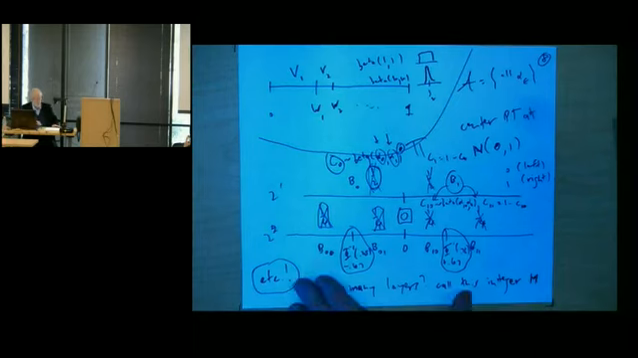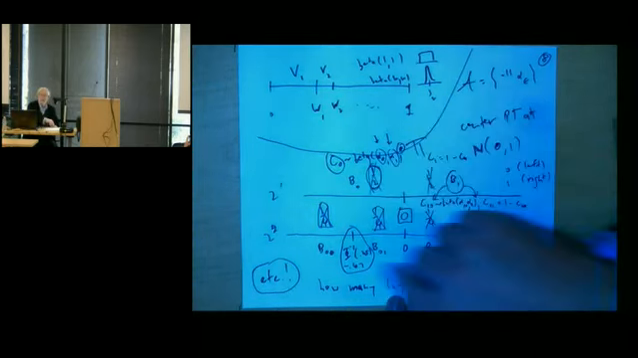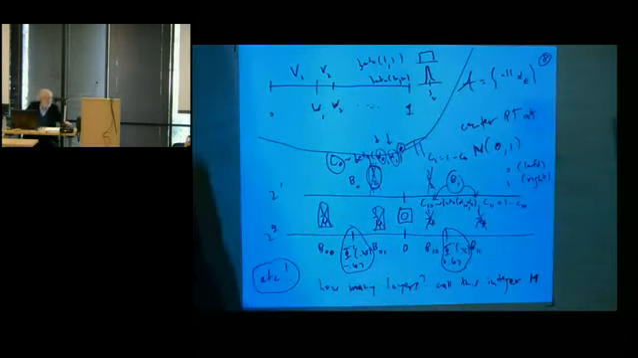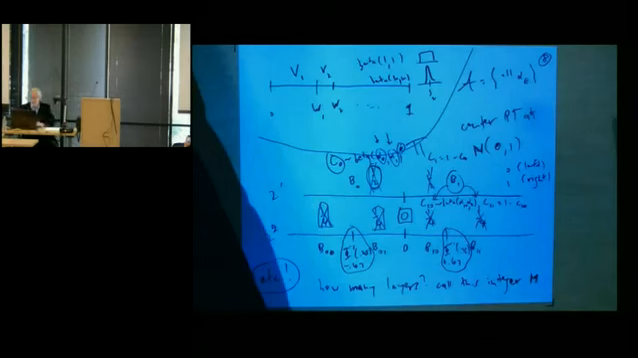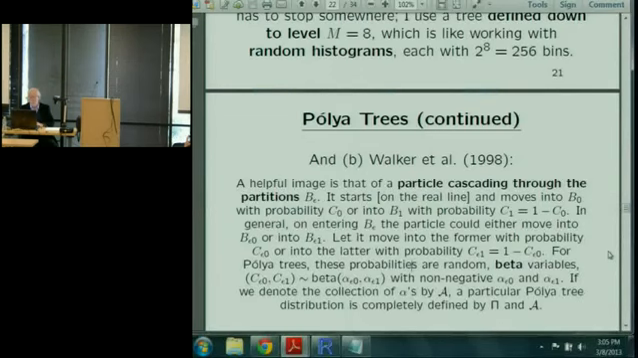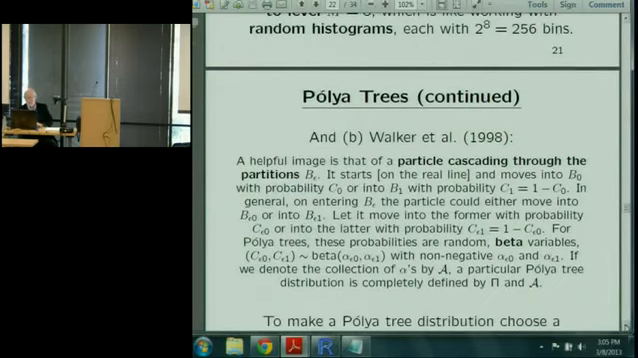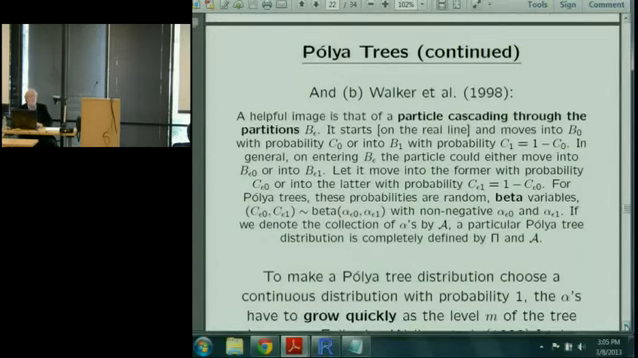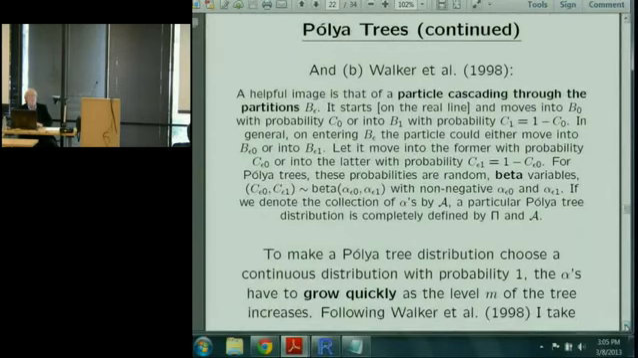Well, so now that's a lot of alphas to specify, isn't it? Because you've got 2 of them at the top level and 4 here and 8 there, and when you get down to level 8, you've got 256 of them to do. No one really wants to specify them all that carefully, and so what people tend to do, it has been shown that to make a polytree choose a continuous distribution with probability 1, the alphas have to grow quickly as the level m of the tree increases.